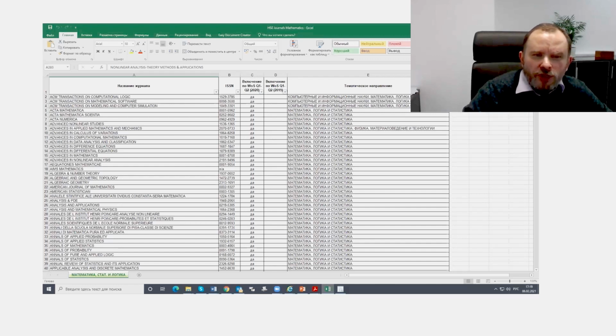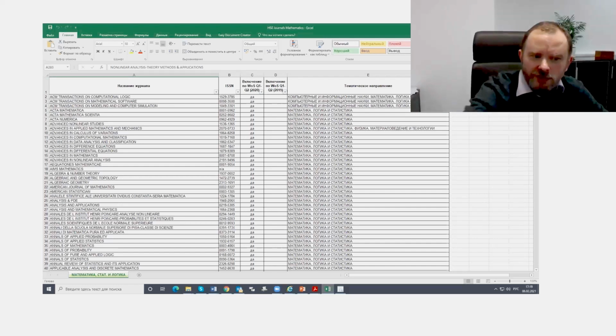ACM Transactions on Computational Logic. No, sorry, I don't work with logic. This is not my subject. Acta Mathematica. No, I know that this is from top 6 and my paper doesn't correspond to this. Algebra and Number Theory. Maybe this is a good variant for me. And then I go to the web page and look closer at this possible variant.